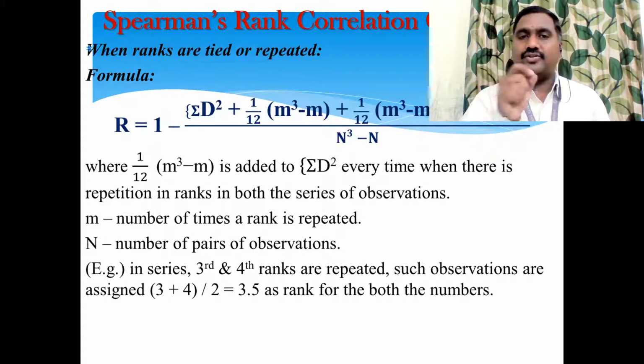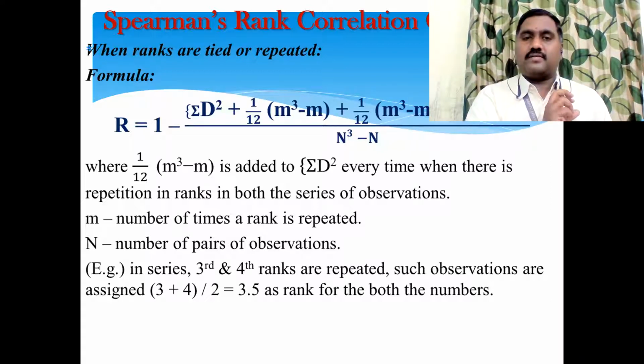So in that case, the rank should be what? You take the third and fourth rank, add them and divide by 2, and you get 3.5 as the average. So you mention 3.5 in one 40's place and 3.5 in the other 40's place. And the next rank will be 5. The fourth rank is gone because the number is repeated 2 times. We have taken the third and fourth rank places as an average and put it for the 2 repeated numbers. Then the next rank should be 5, not 4. Don't put 4 wrongly.